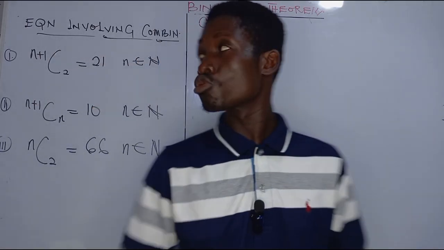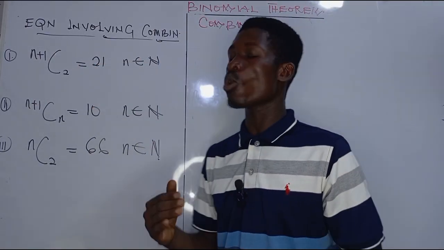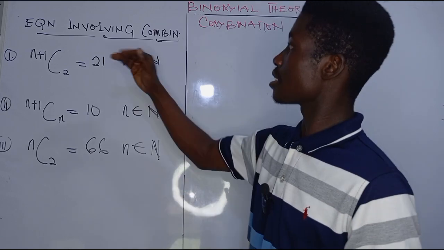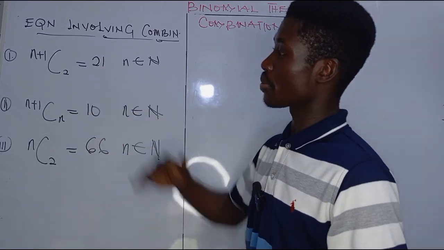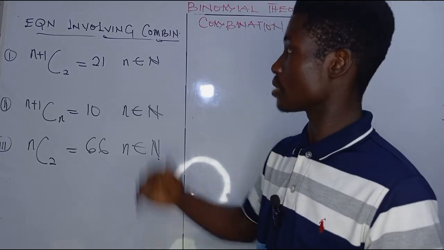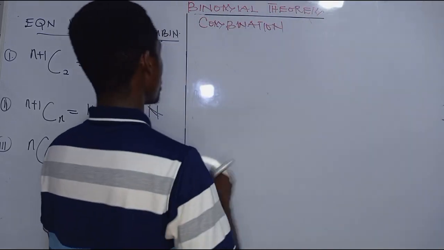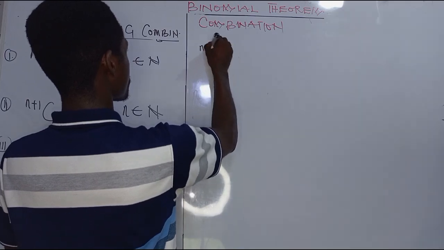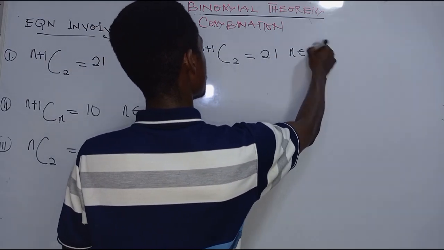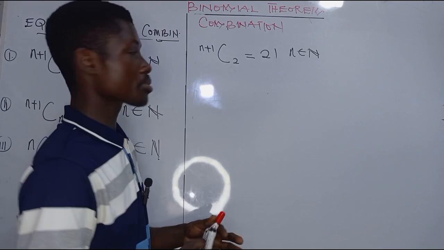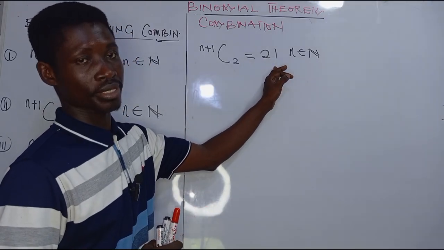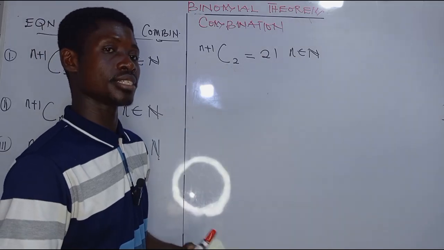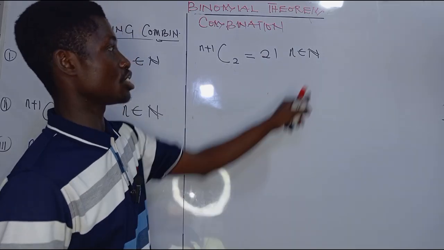So we are moving on to equations involving combinations. Equations involving combinations. And we will be looking at these 3 questions. So let's start with the first one. So we have our first example. n plus 1 combination 2 is equal to 21. We have to find the value for n. And the n that we are looking for should be a natural number.